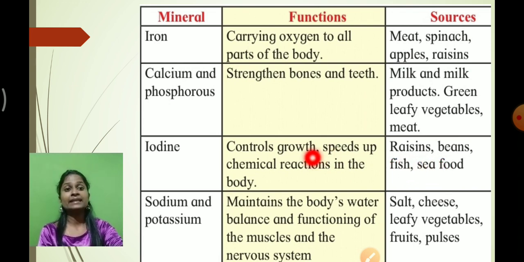And the next one is what? Sodium. And what is the function of sodium and potassium? They maintain the body's water balance, and they even help the muscular and nervous system function properly. So for the functioning of our body, these minerals, sodium and potassium, are very important. And from where will we get sodium and potassium? We will get them from salt, cheese, leafy vegetables, fruits, pulses, etc. Understood? So these many minerals are present in our body.